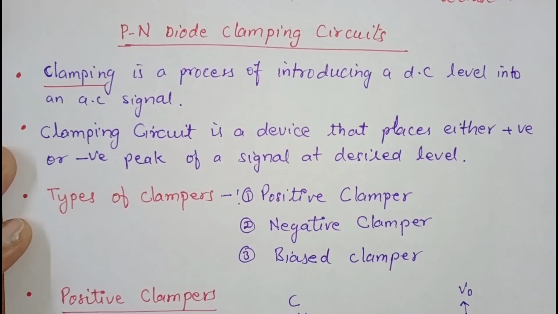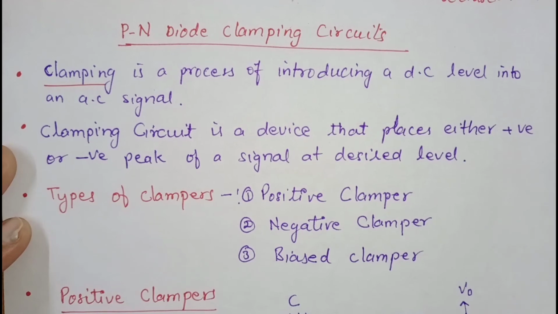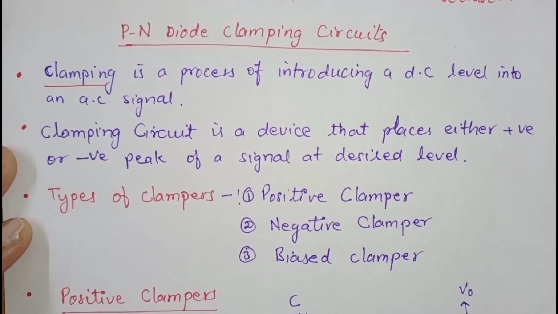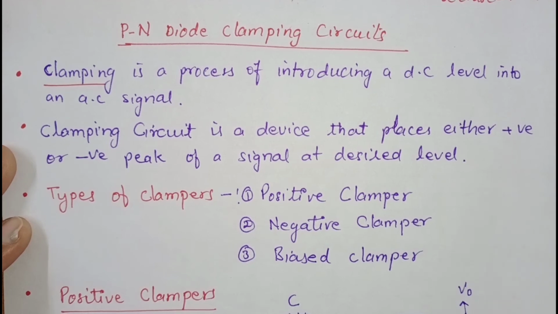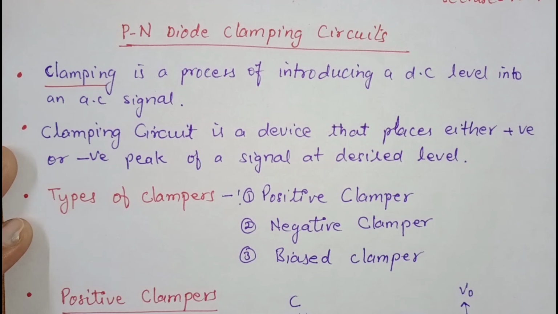In this video, we will discuss PN diode clamping circuits. First, we should know what is clamping. It is the process of introducing a DC level into an AC signal. And the clamping circuit places either the positive or the negative peak of a signal at a desired level.